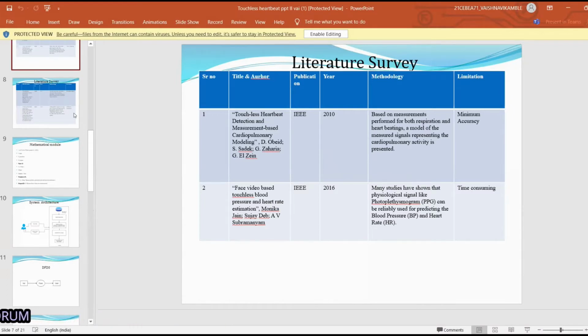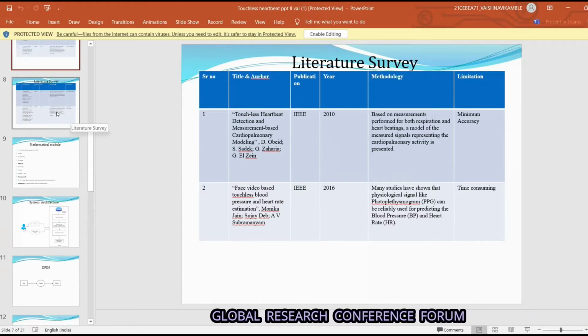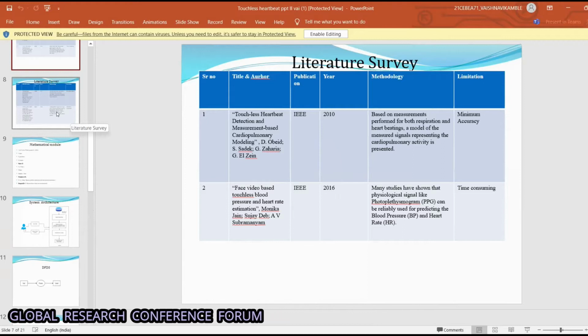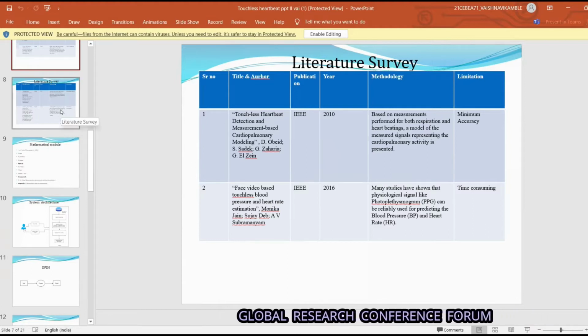Basically, cardiopulmonary is a relation between our heart and lungs. It's like a heart attack. So these are the literature surveys. There are four literature surveys.